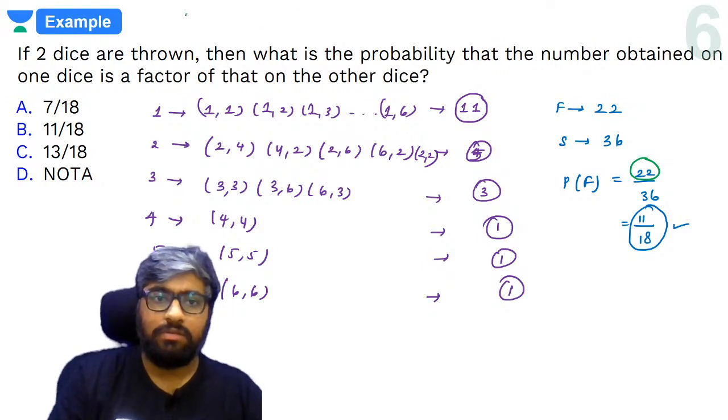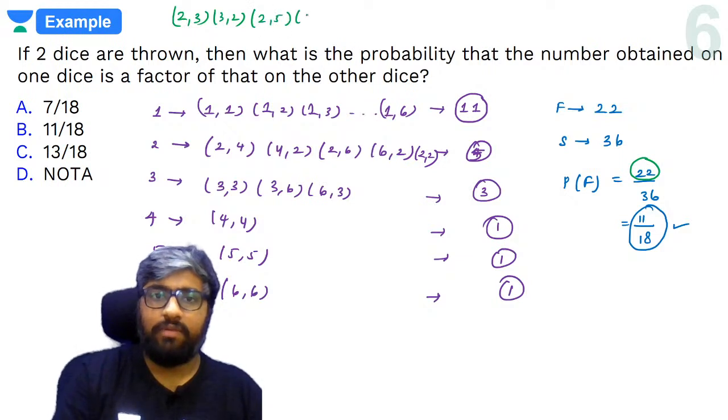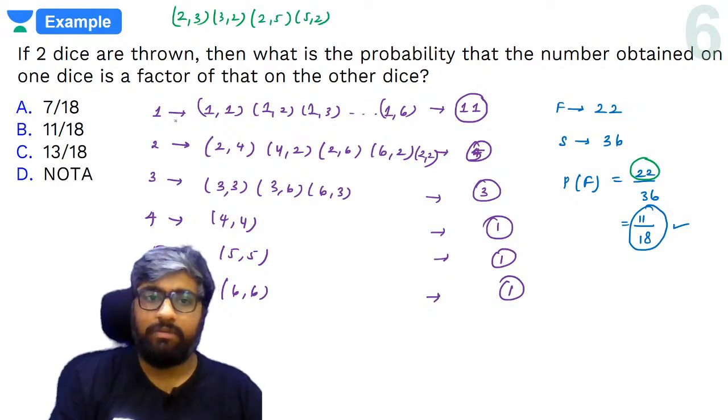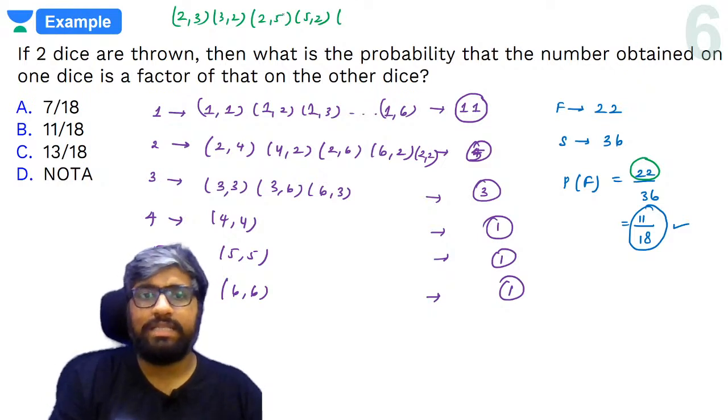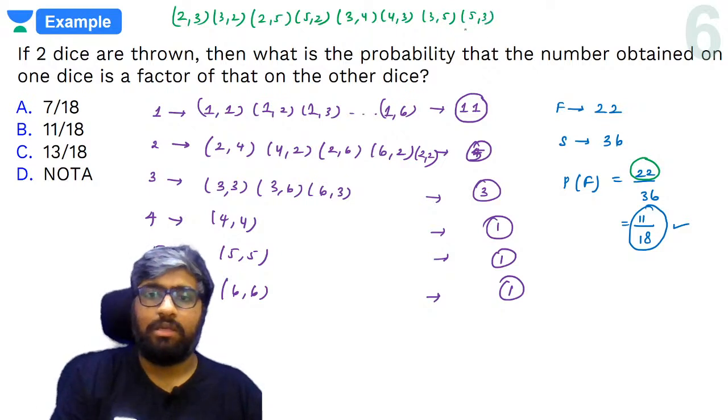With 1 nothing will work. With 2 we will have 2, 3, 3, 2, and 2, 5, 5, 2. Correct? That will be with 2. How about with 3? I don't need 2, I don't need 1. I would have 3, 4, 4, 3, and 3, 5, 5, 3.